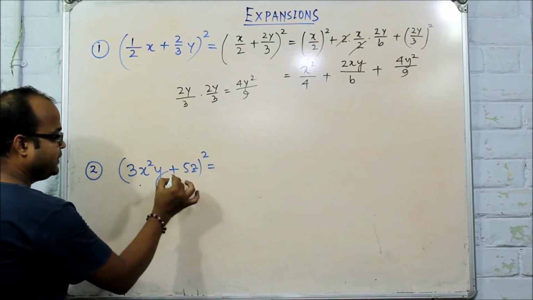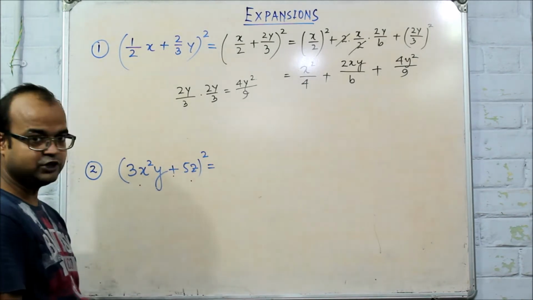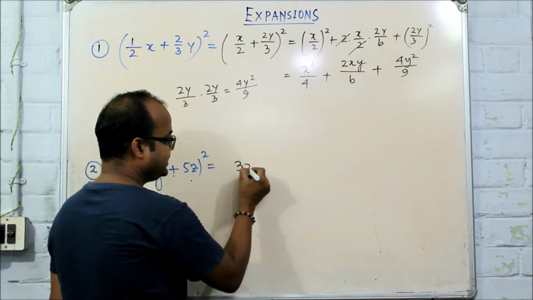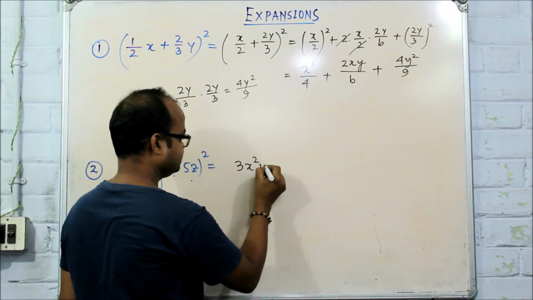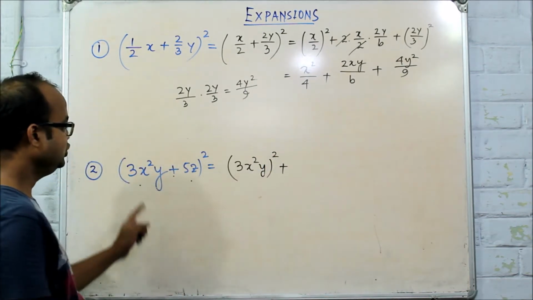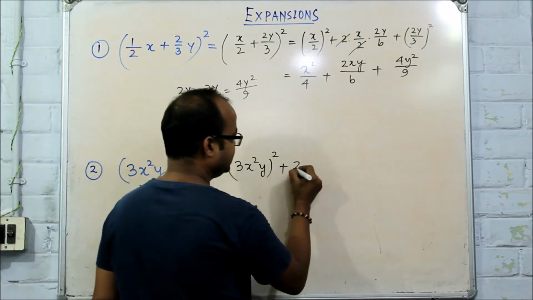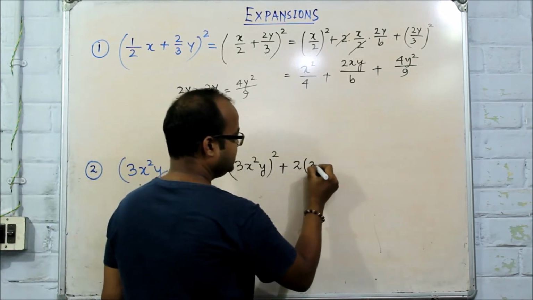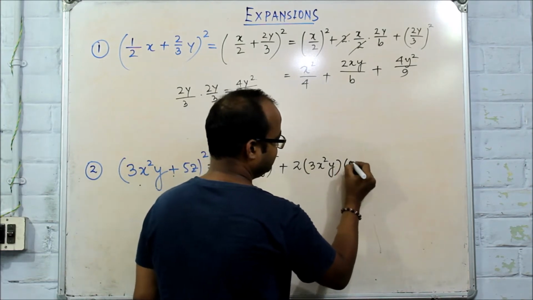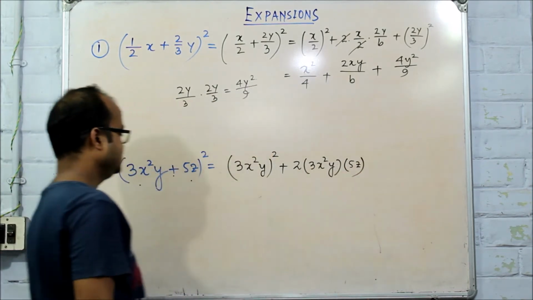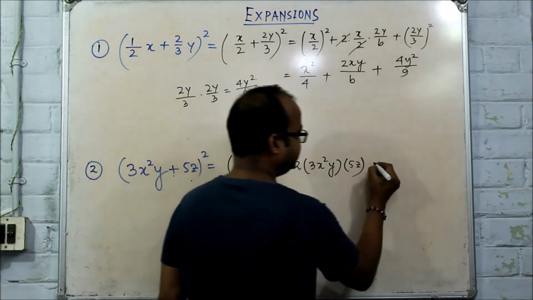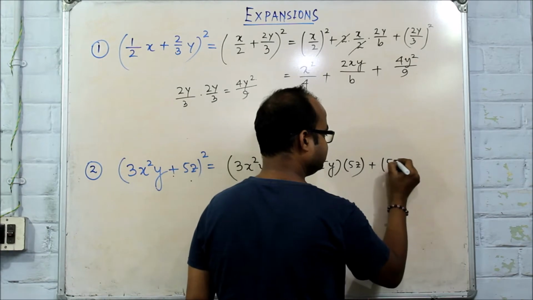Again, a plus b whole square. So we are going to use the formula of a plus b whole square. So a square plus 2 into a into b, 2 into 3x square y into b, plus b square, that is 5z square.